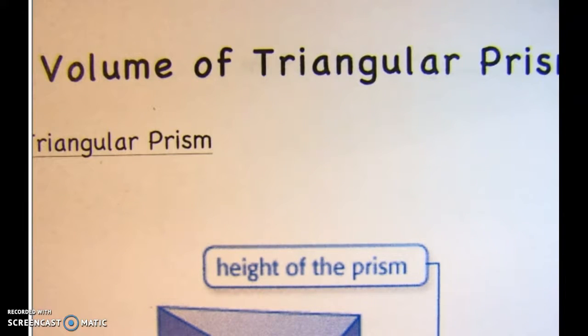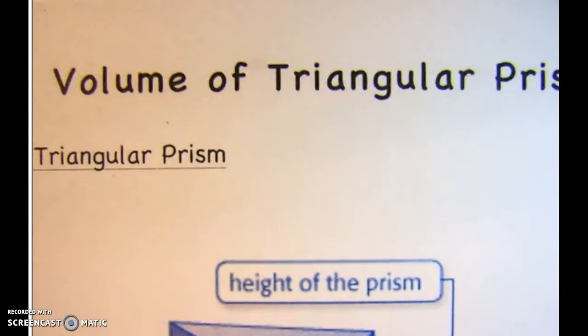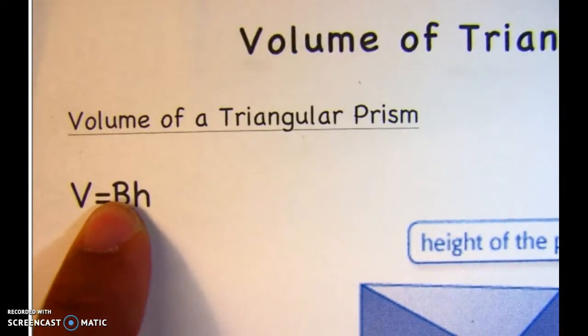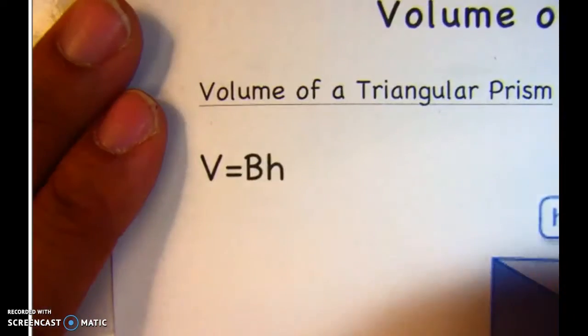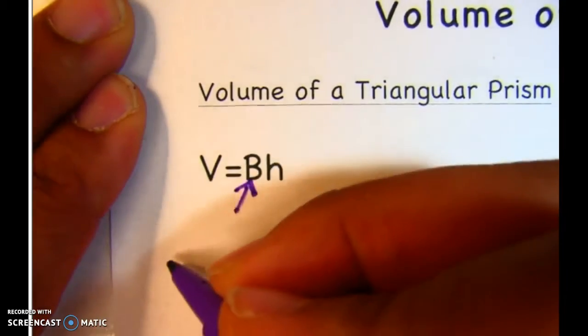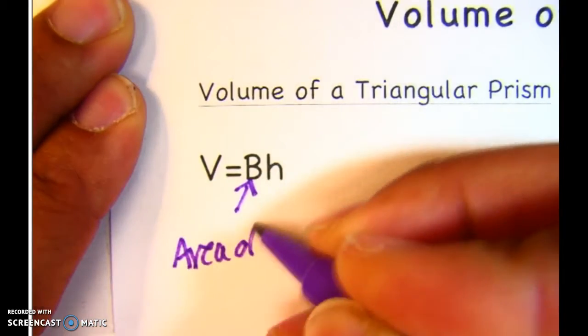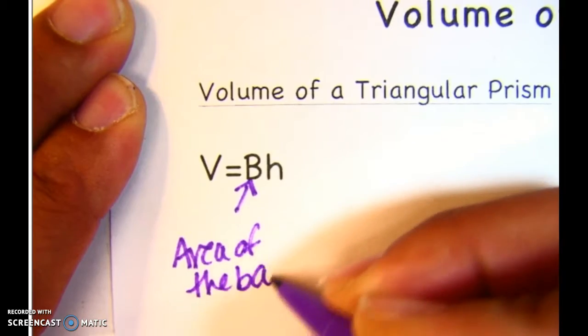Volume of triangular prisms. So whenever you want to find the volume of any prism, you're going to do the area of the base times the height. So this big B stands for the area of the base.